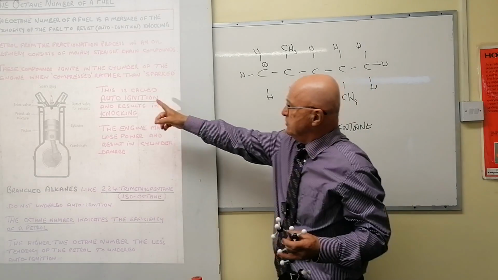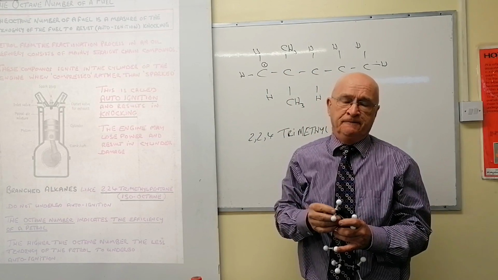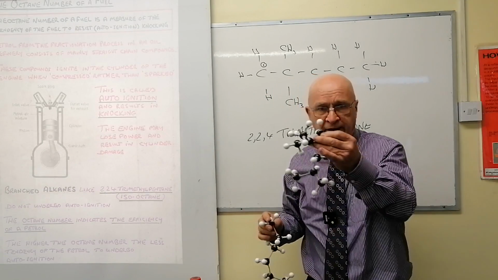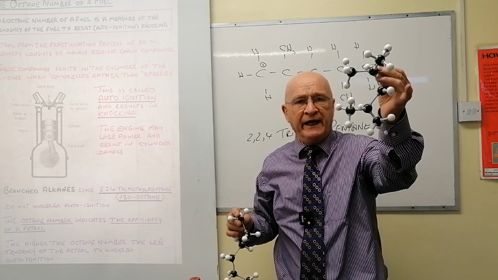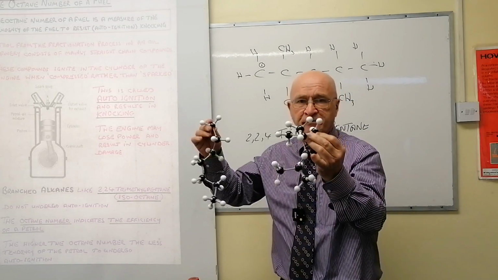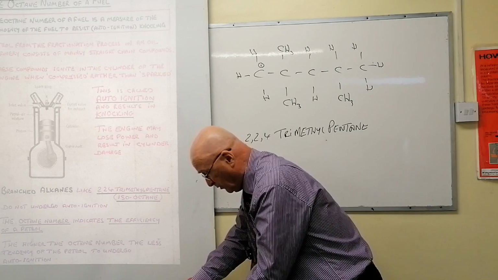That'll burn prematurely, it will cause auto-ignition. And that's a problem in the engine. So they tend to have to refine. They have to basically branch the molecules to make them better. That's what you need to have. Now, these are 2 reference molecules, and you must know the name of both of them.